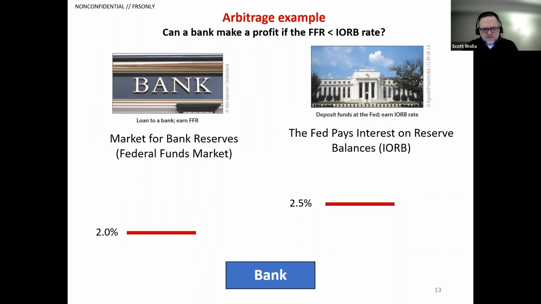But you'll notice that there's a difference in these two rates. There's not supposed to be, because I just said that the interest on reserve balances rate steers the federal funds rate. But let's imagine that there is a difference. If you're that bank, how can you make a profit? There's an opportunity here for you.